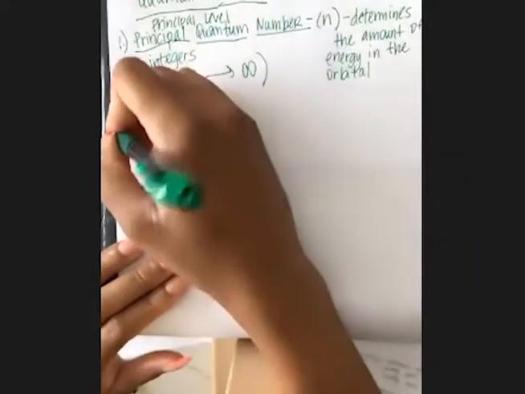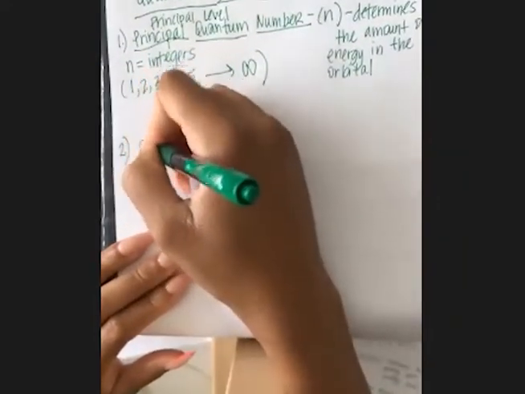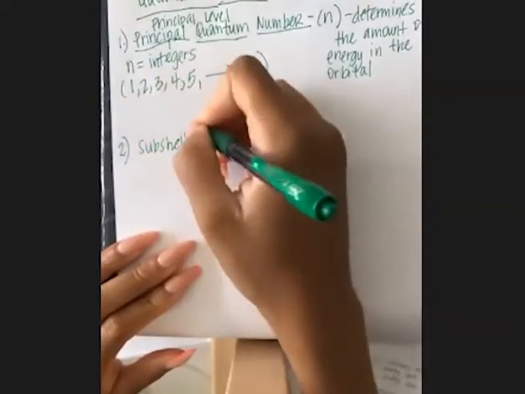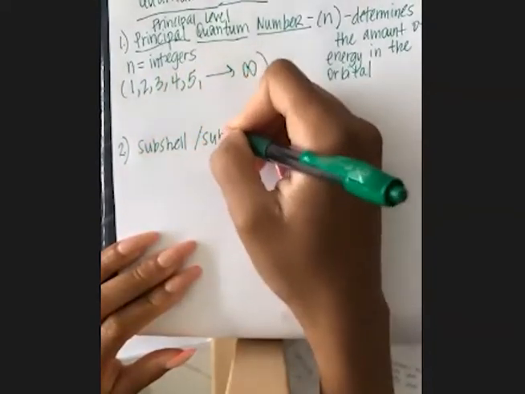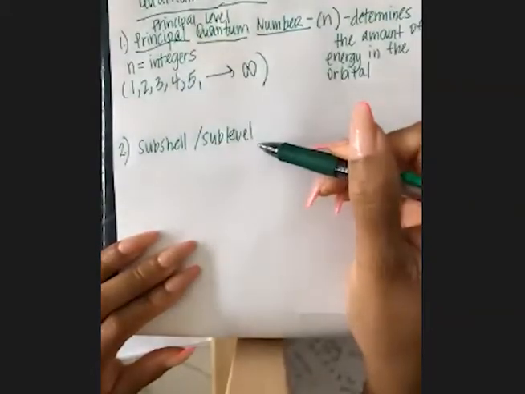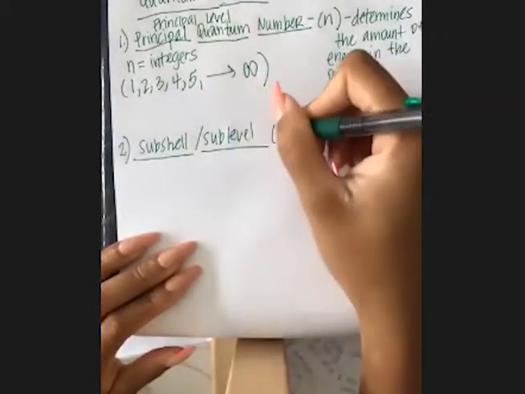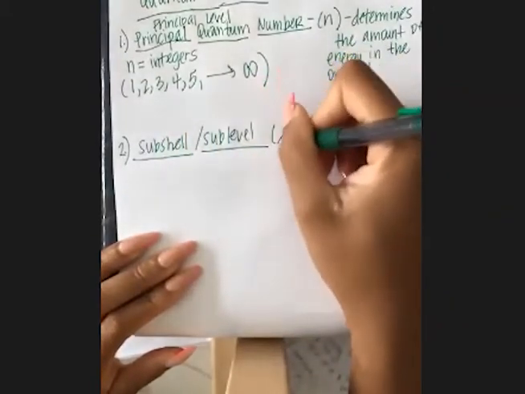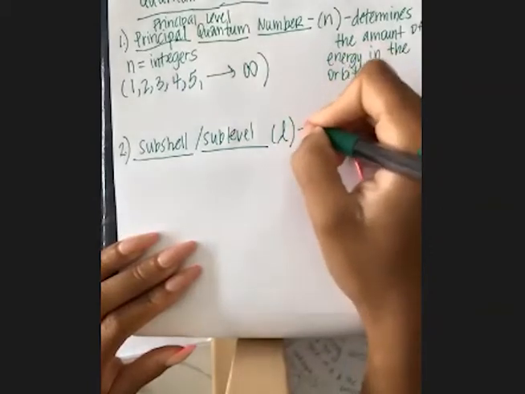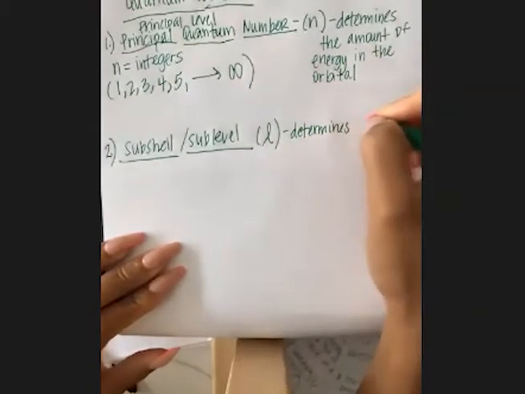All right, and then the second quantum number that we're going to talk about is the subshell, or another way of saying it is the sublevel. So one's like the main level, and then there's the sublevel. And the sublevel we designate with the letter L, and it determines the shape of the orbital.